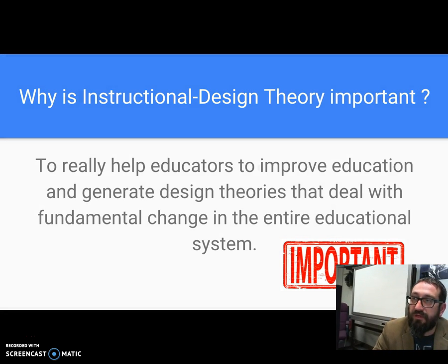Why is instructional design theory important? It's important to really help educators improve education and generate design theories that deal with fundamental change in the entire educational system.